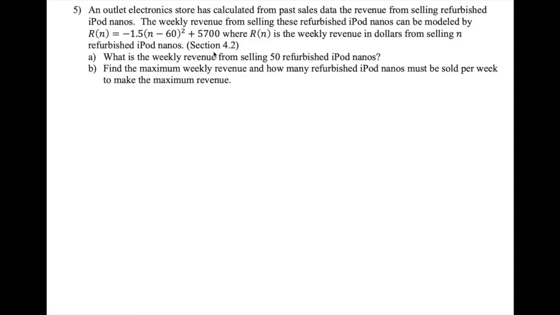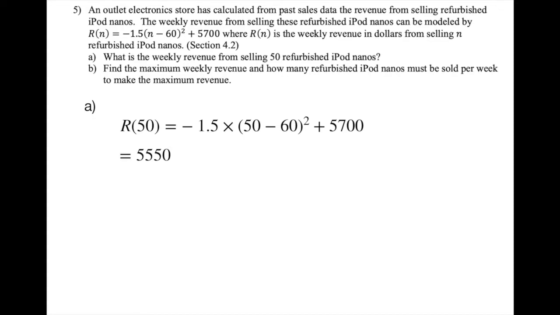You know that N is the number of refurbished iPod Nanos sold. So N equals 50, and you want to plug that into your function. So R of 50 is minus 1.5 times (50 minus 60) squared plus 5700. If you put that into your calculator, it will tell you it's 5550.